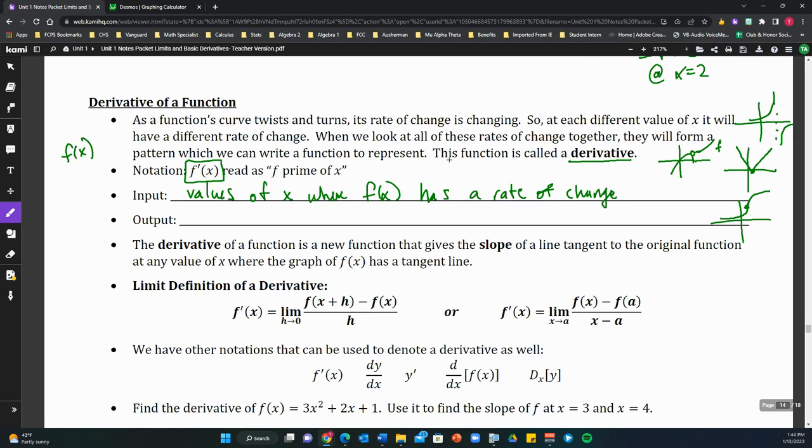So what we have to identify is at what values of x the graph has a slope or a rate of change, and those are the only values of x that we can substitute into our derivative function. Once we know those, we can pick any of those, plug them into this equation, and the output, or the y values of f prime, are going to be the slopes of the lines tangent to f of x at these x values.